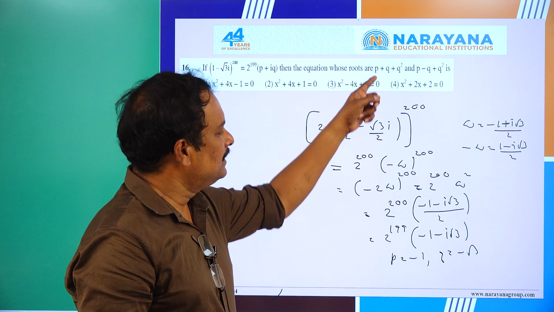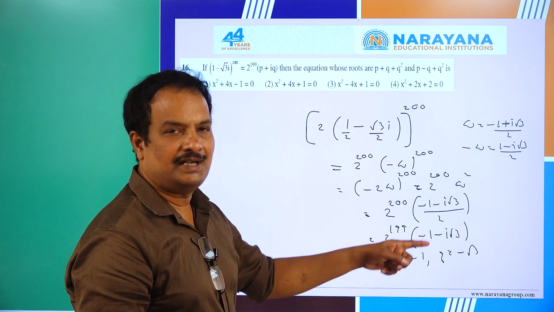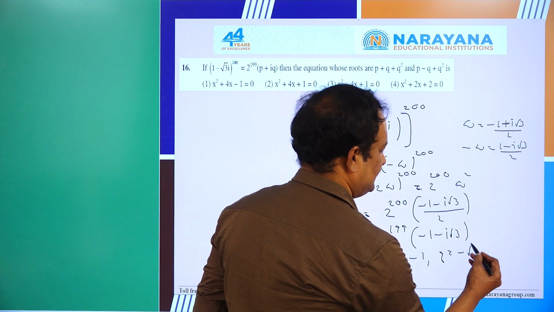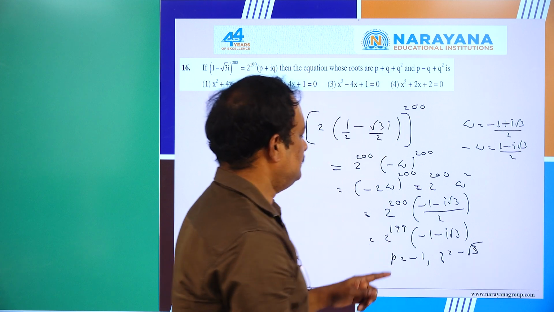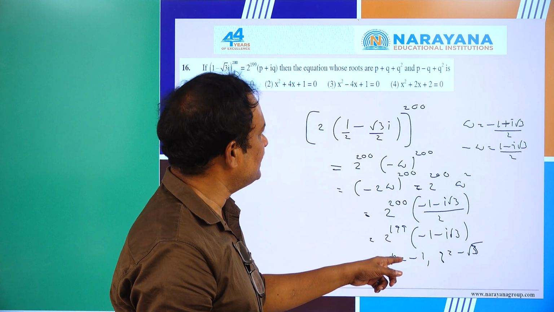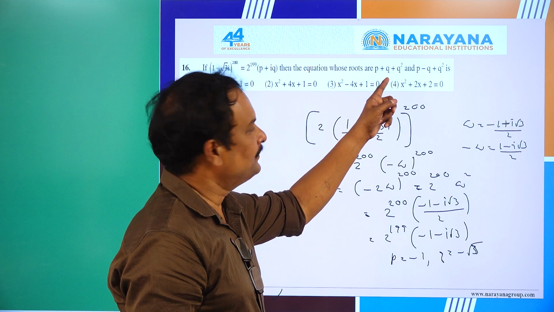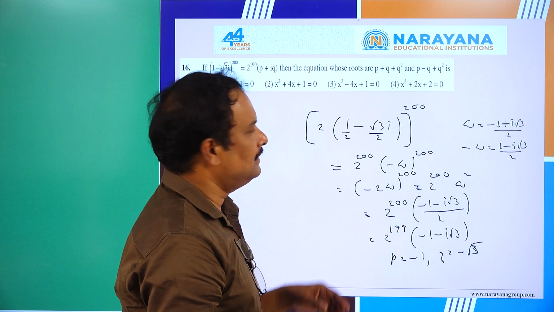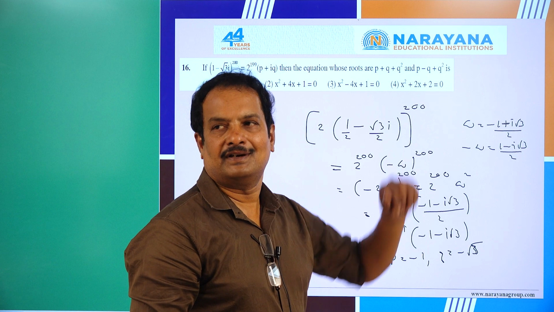So, in this case p value is minus 1, q value is minus root 3. So, this is minus root 3 and this is minus 1. Substitute both of them in the p and q places. Then you will be knowing the roots of the required equation.